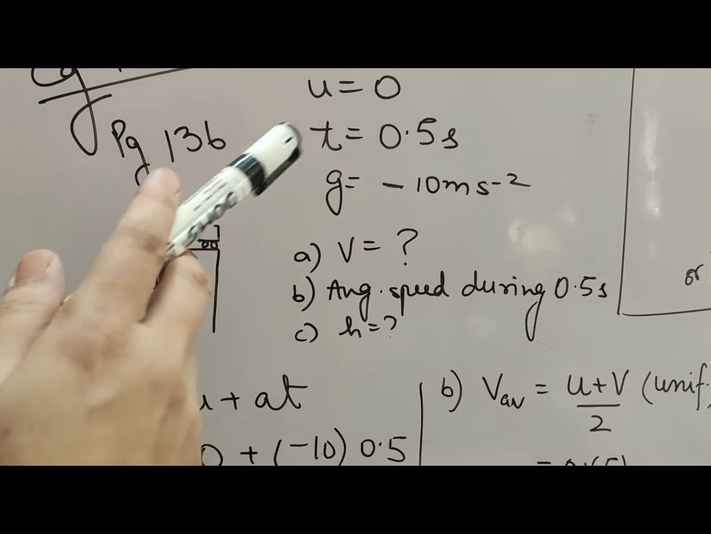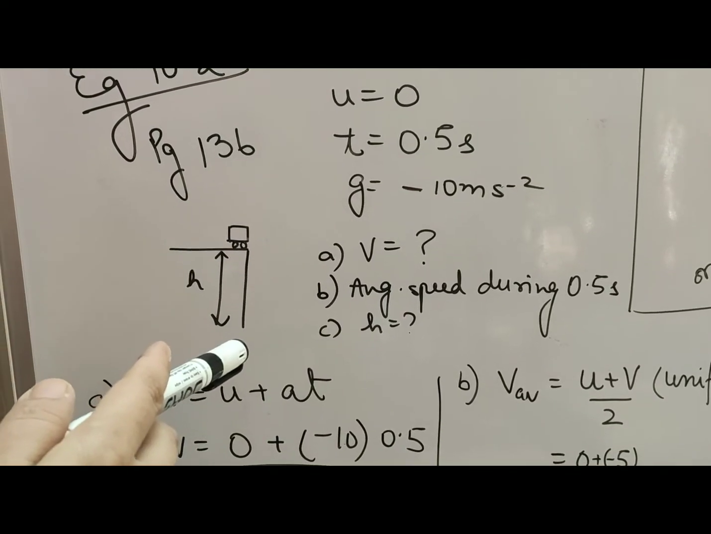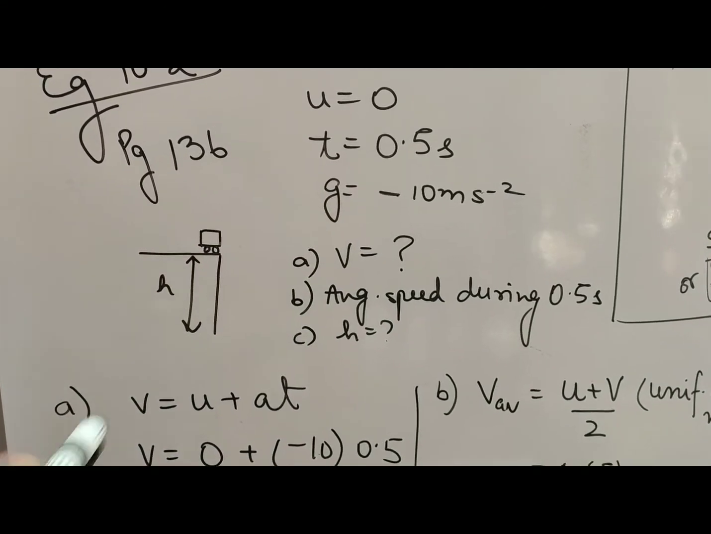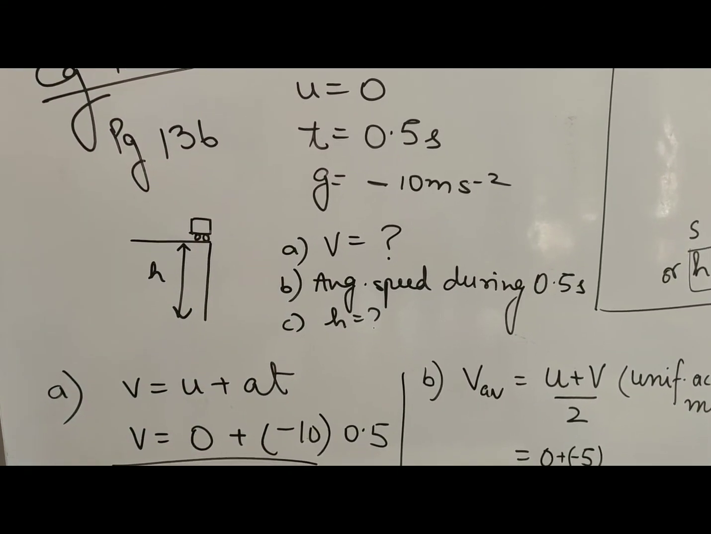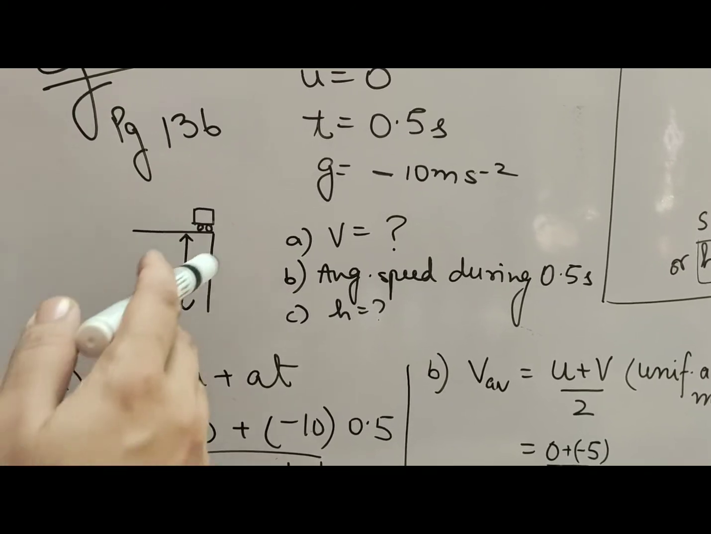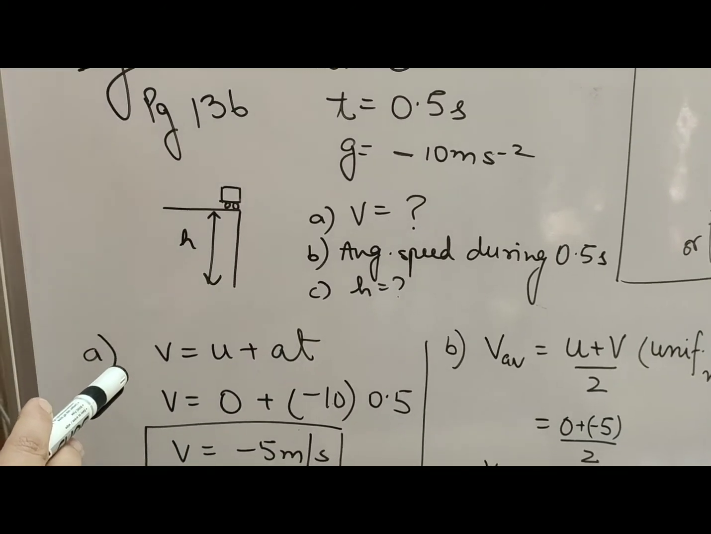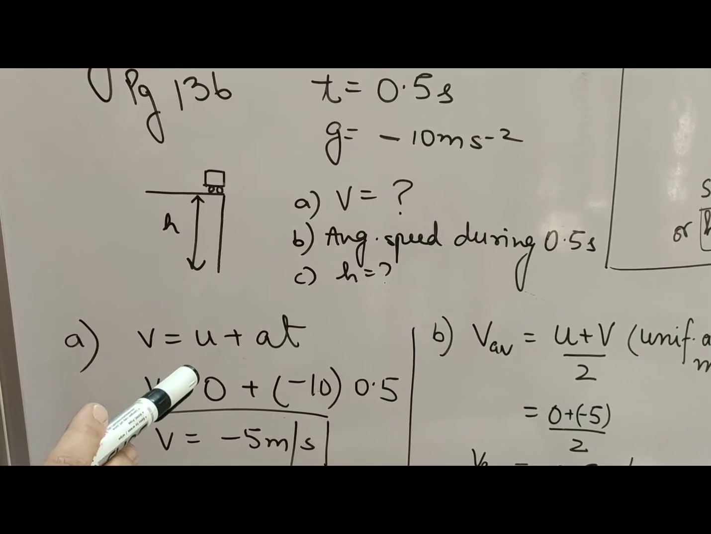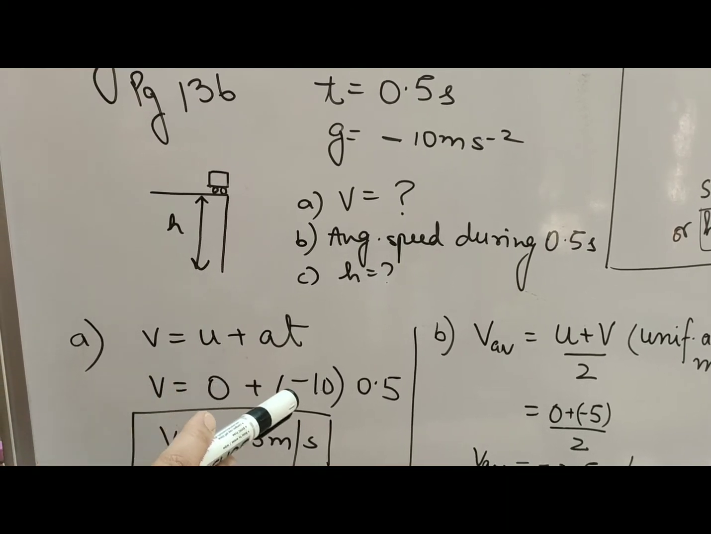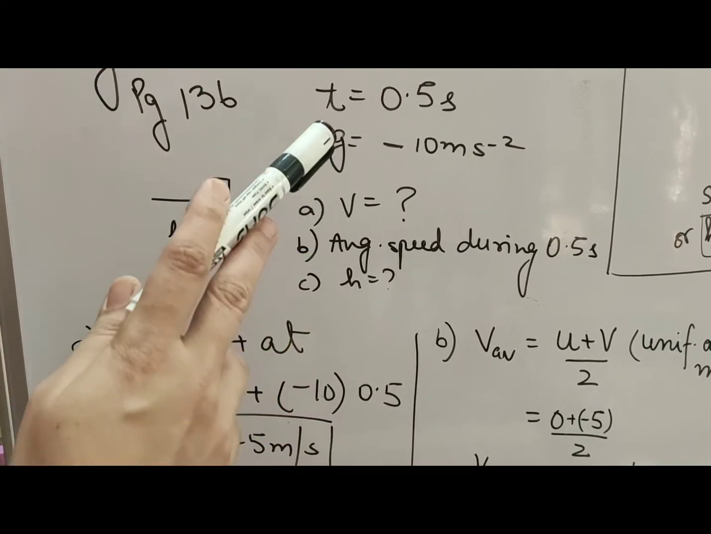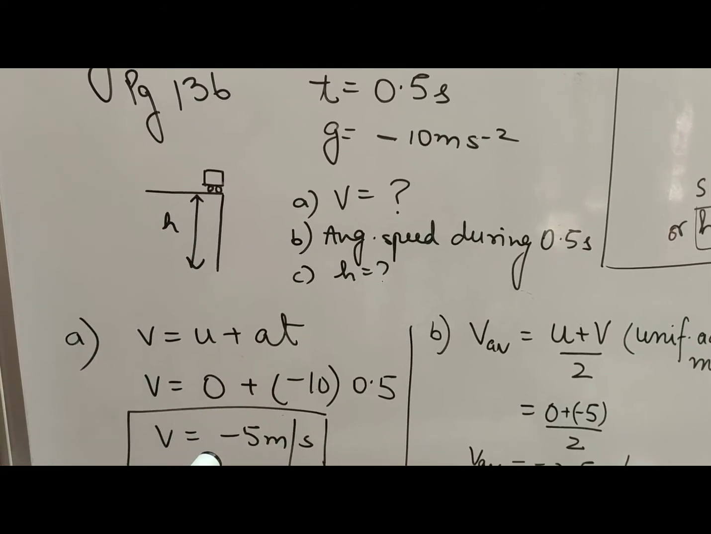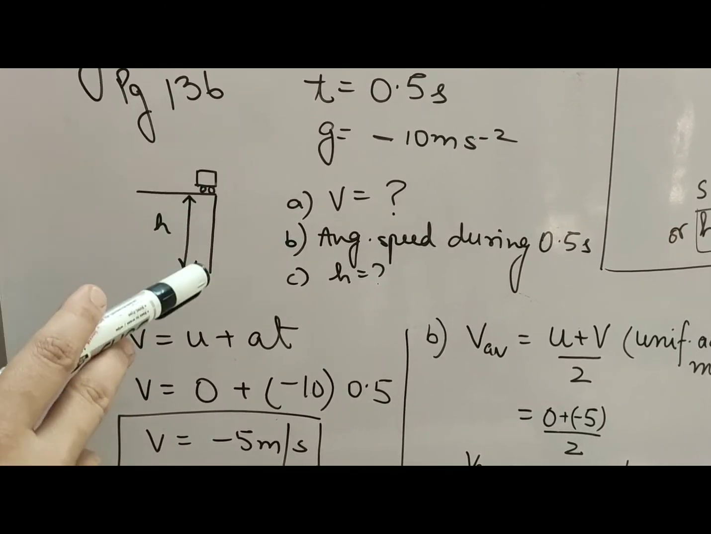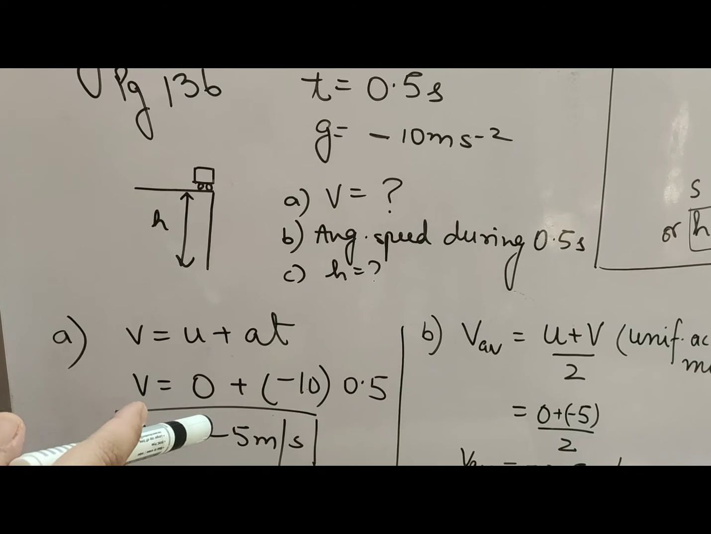Okay, so u is 0 because the car has just fallen off the ledge. t is given in the question as 0.5 and g is also mentioned as 10. We are taking it as minus 10 because g is in the negative y direction. To calculate final velocity, I'll take the first equation of motion, v is equal to u plus at. So v is to be calculated, u is 0, a is acceleration due to gravity, so minus 10, and t is 0.5 given in the question. Calculating, we get minus 5 meter per second. What is the negative indicating here? Negative indicates that the car is moving in the negative y direction. It is falling down.